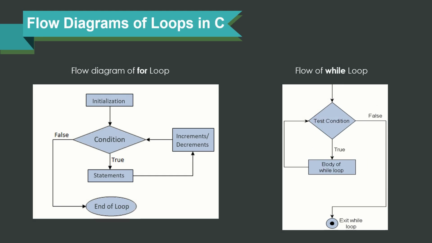The flow diagram for the for loop has to be first discussed, and that is shown in the left hand side of the presentation. After the initialization, the condition will be checked. If the condition is true, there will be increment decrement accordingly, and this will end the loop if the condition is not met. For the while loop, the test condition is first met and then it will go on to the body of the loop. If it is false, it will exit the loop right away. Both are simple and efficient.